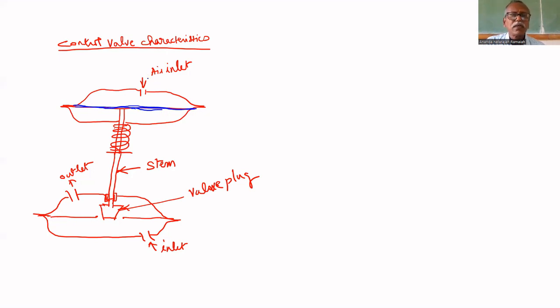If air inlet is given here, the 3 to 15 PSI we have seen is applied here. When 3 psi is applied, this is the position. The valve plug will be like this. The liquid will enter through this, go through this, and leave through this. Against the gravity, it will flow. When 15 psi is applied, the valve will be completely closed. Here, the plug position will be like this.